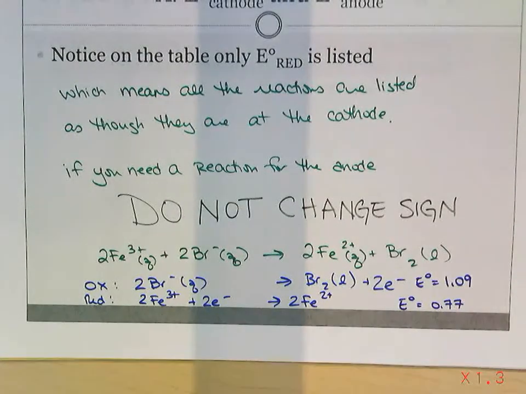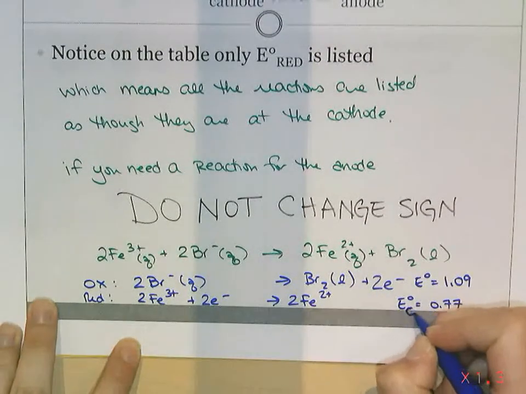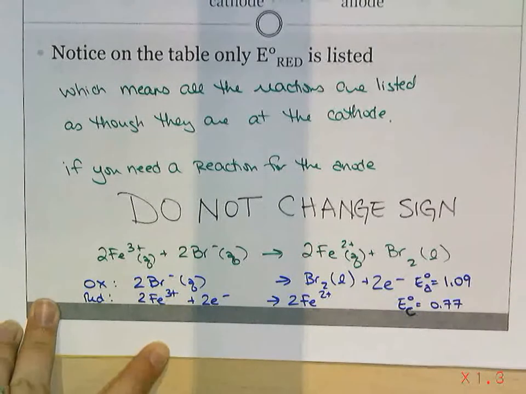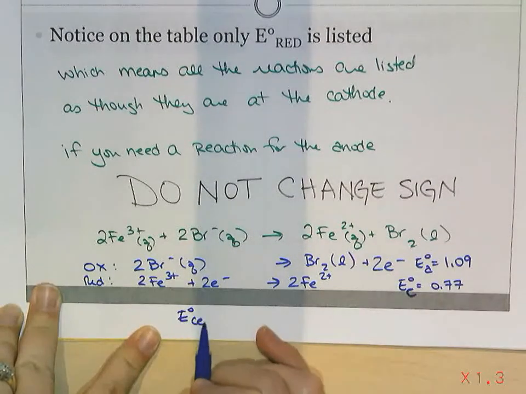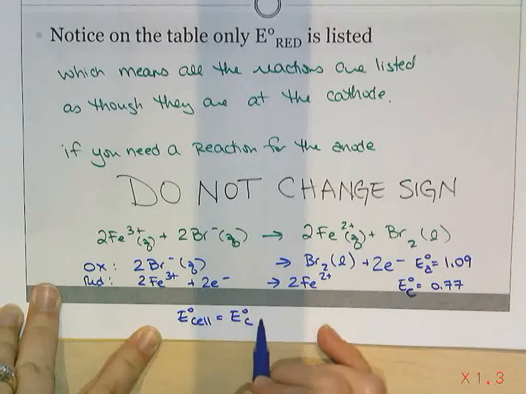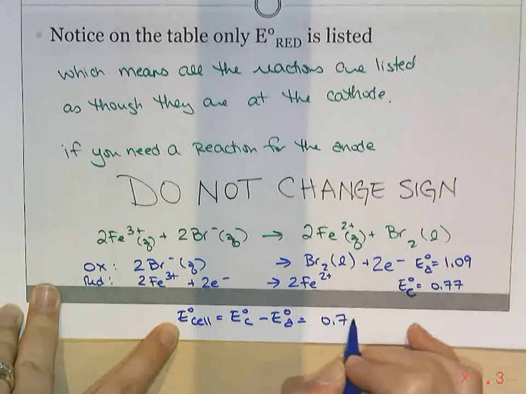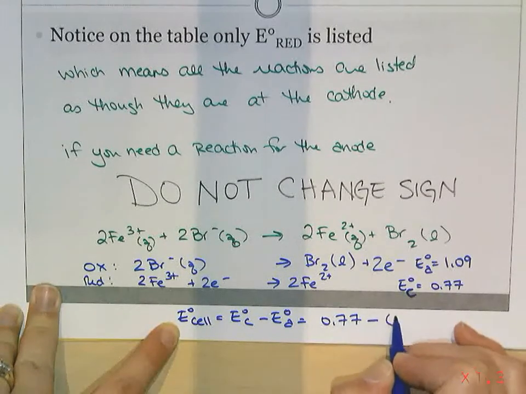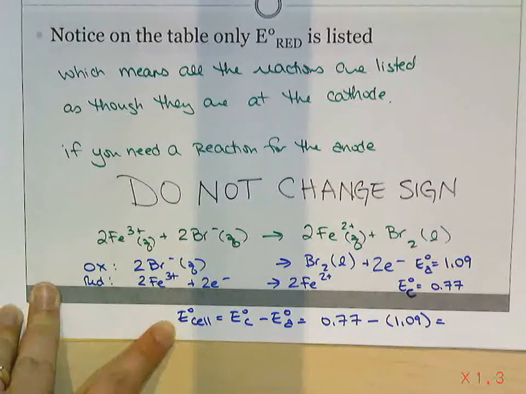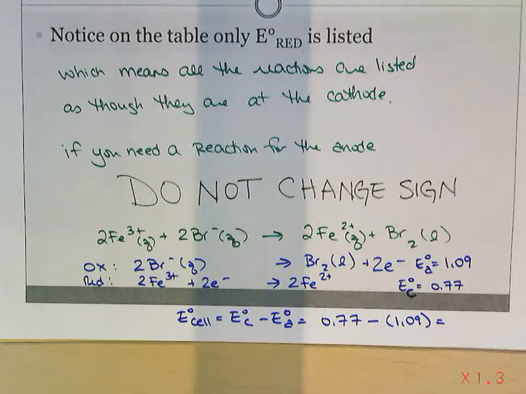All right. Which one, equation 1 with the bromine or equation 2 with the iron, is occurring at the cathode? Okay, this guy, right? Reductions are at the cathode. Means that's at the anode. So my E cell is cathode minus anode, which would be 0.77 minus 1.09. I have no idea what the answer is because I just picked 2 random numbers. 0.77 minus 1.09.